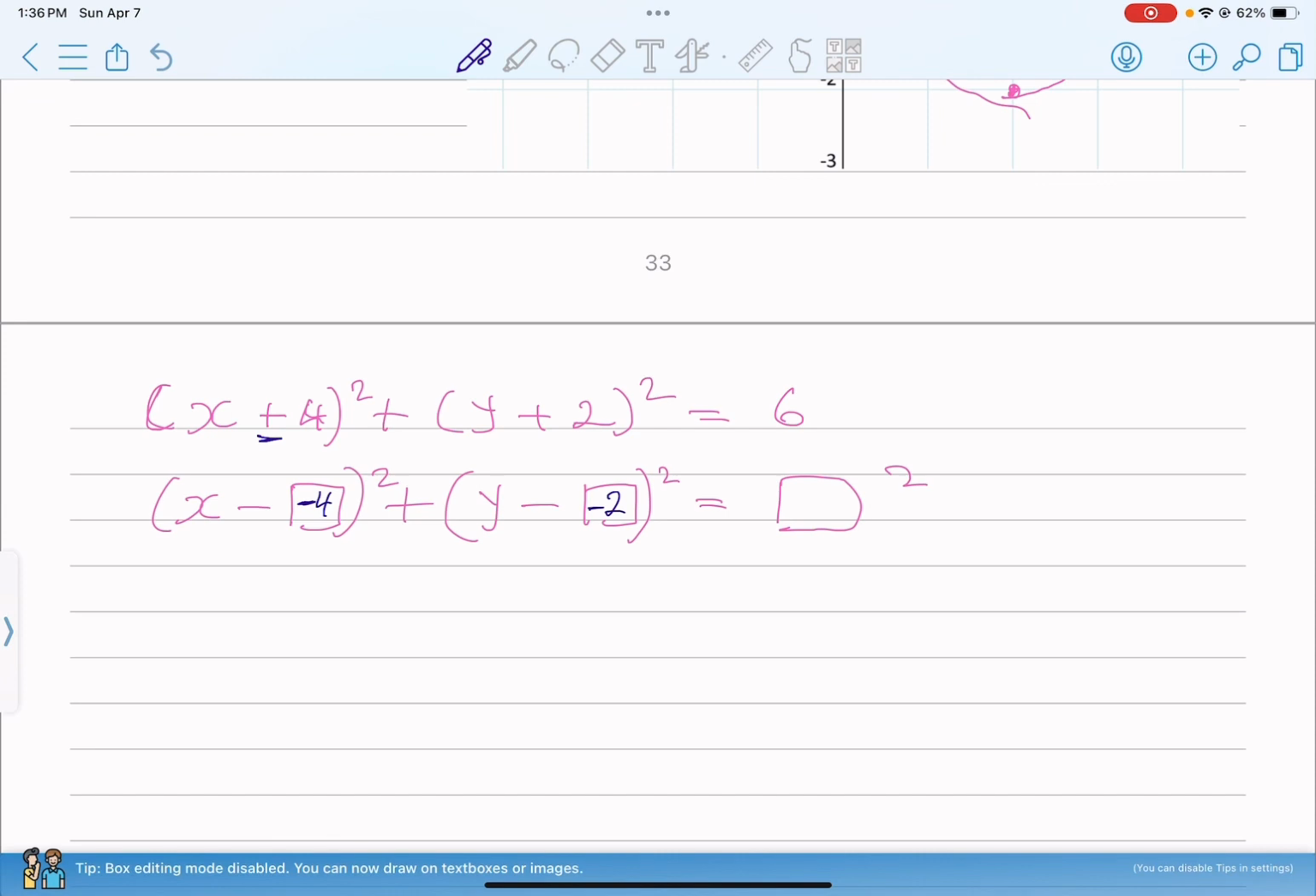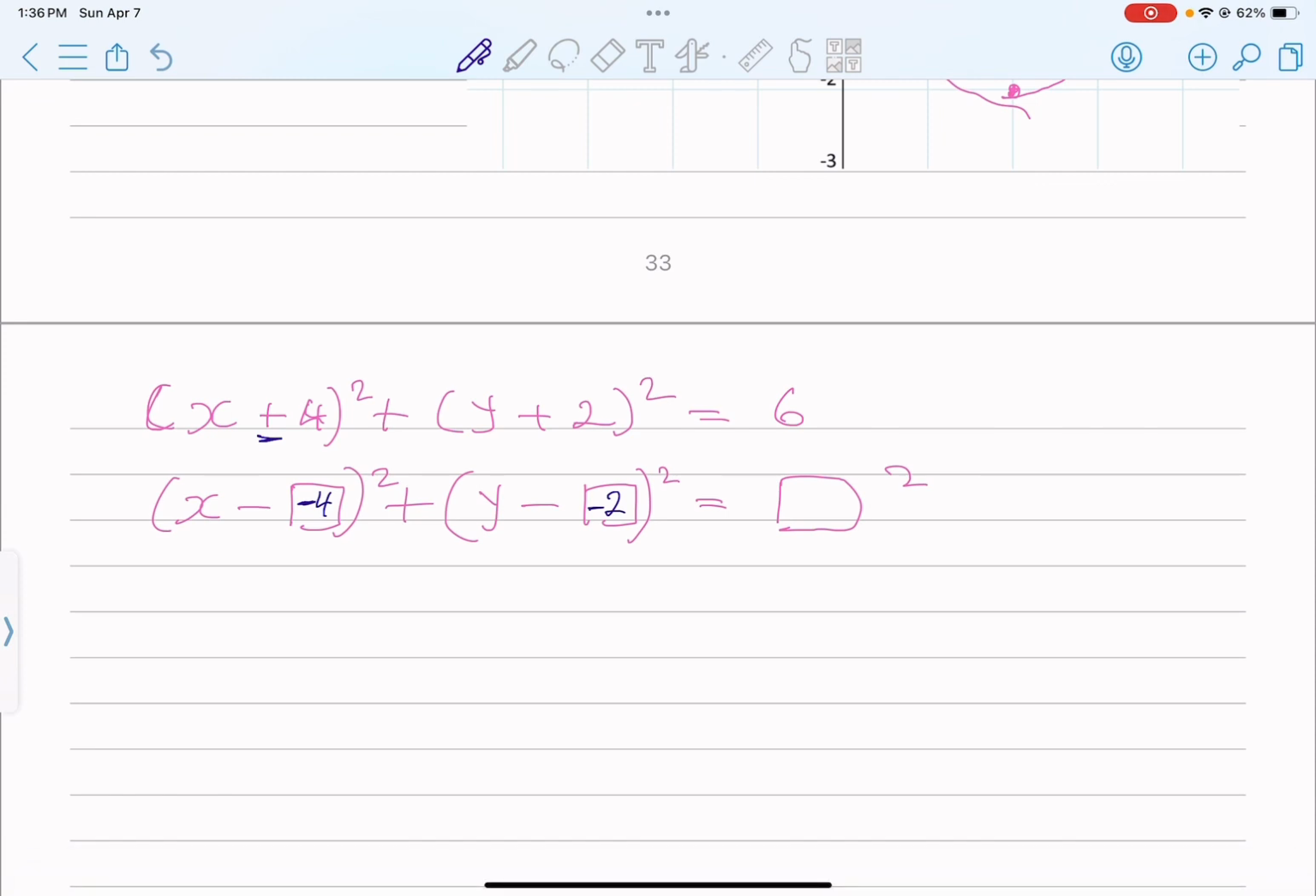And guess what goes in this box for the radius? Square root of 6. Remember that. It's not just 6, you have to go through the process. Even if it's 9, you say square root of 9. But you can simplify that one. Can we simplify the square root of 6? No, it's not a perfect square.